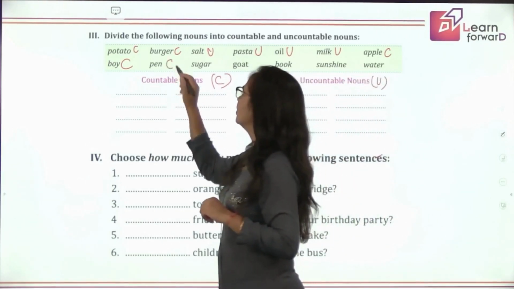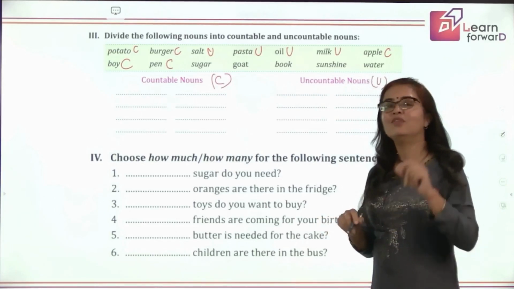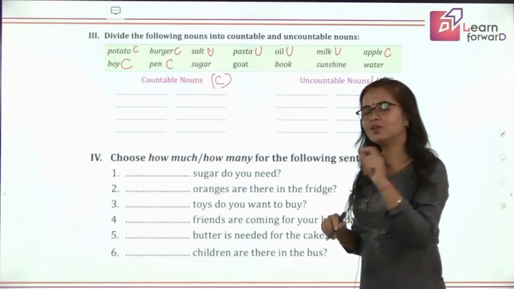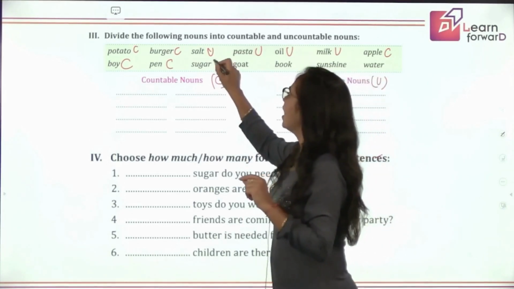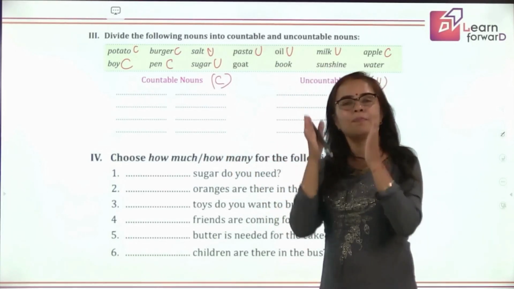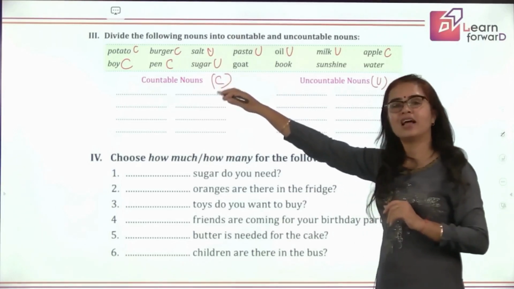Can you count sugar? What you can count is the grains of sugar. So you are counting the grains. You cannot count sugar. So it is uncountable. You count the spoons of sugar. You count the packets of sugar, right? So this is again uncountable.